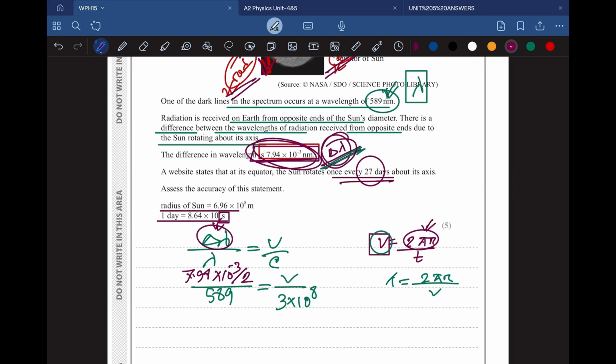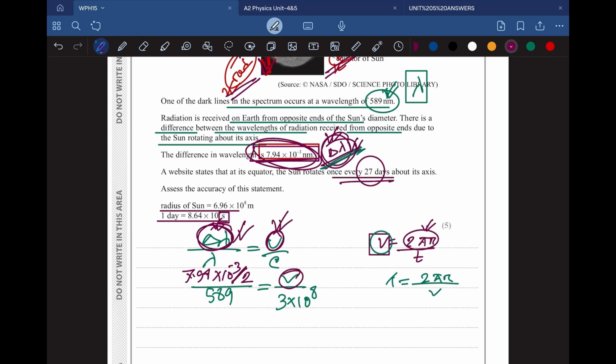But you have to remember one thing, this includes both the sides, but here in this del lambda we only need one side. Here we are only interested in the speed of one side of the sun. That's why we have divided by 2, because this del lambda includes both the sides of the sun, but to figure out this v we only need one side of the sun.